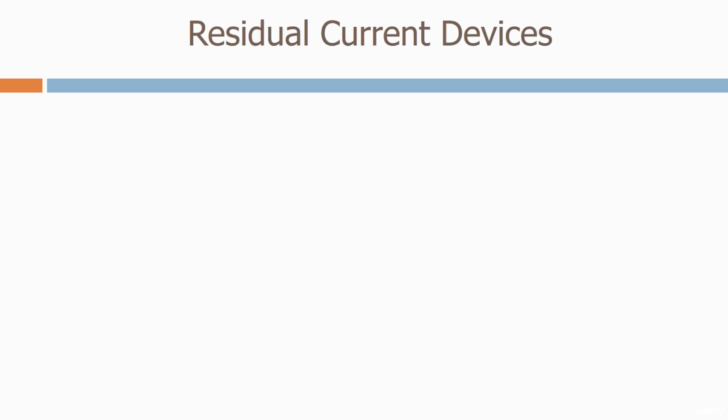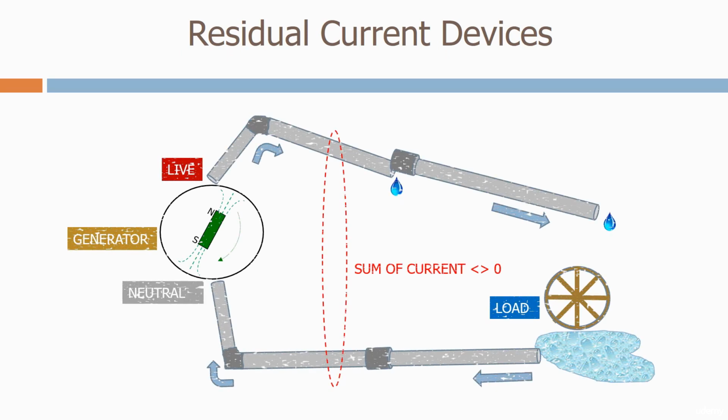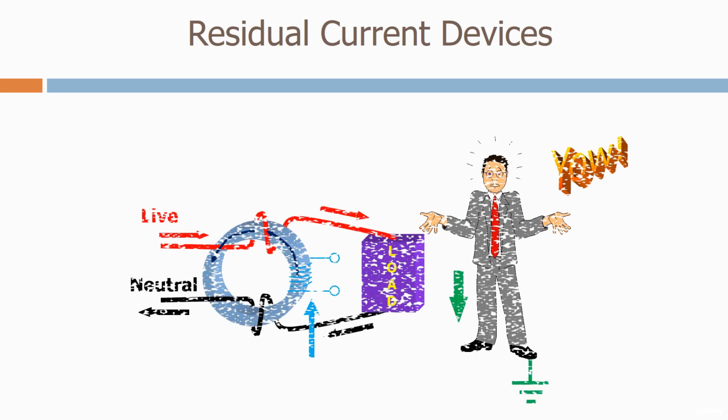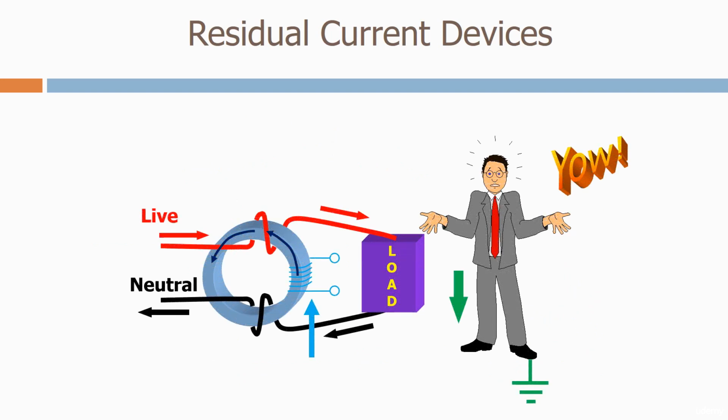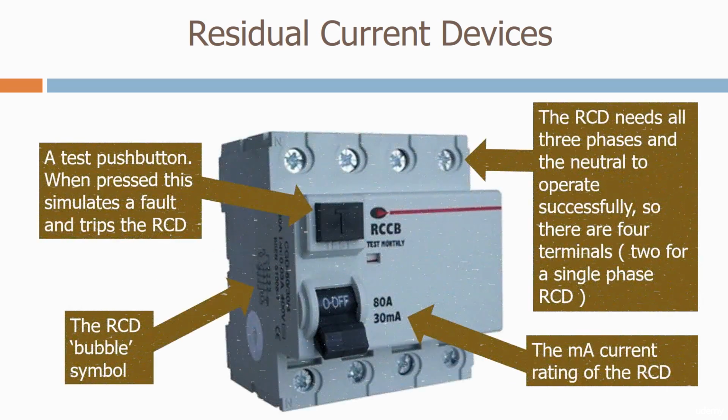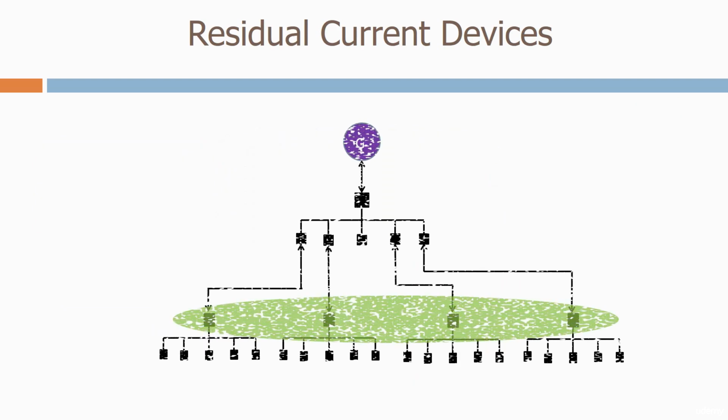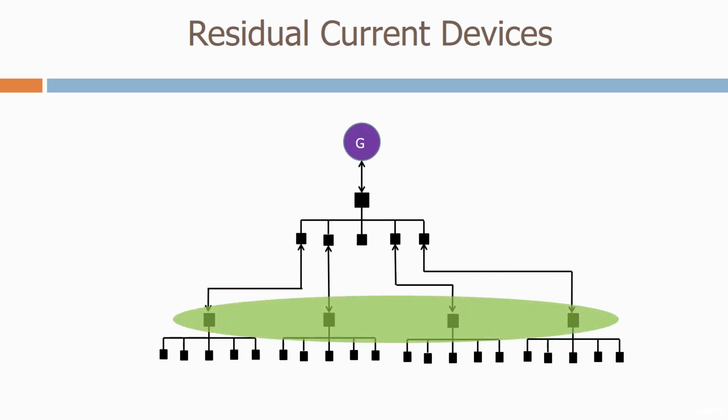In the next section we look at residual current devices, which are one of the key safety features of a site distribution system. We start by going back to first principles, looking at how a residual current device or RCD operates. We then look at how an RCD is constructed and how it deals with a fault. Next we look at the key features of an RCD. And finally, we look at the key things you need to consider when positioning an RCD in the distribution network.